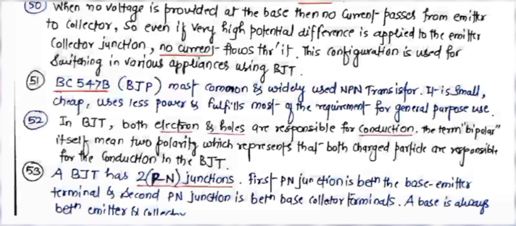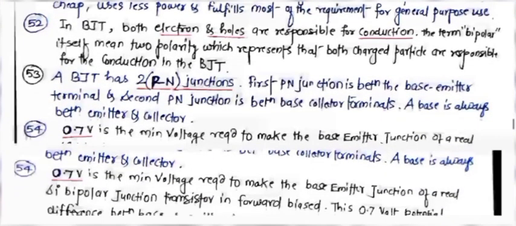In a BJT, both electrons and holes are responsible for conduction. The term bipolar itself means two polarities, which represents that both charged particles are responsible for the conduction in the BJT. A BJT has two PN junctions. The first PN junction is between the base emitter terminals and the second PN junction is between the base collector terminals. The base is always between emitter and collector.